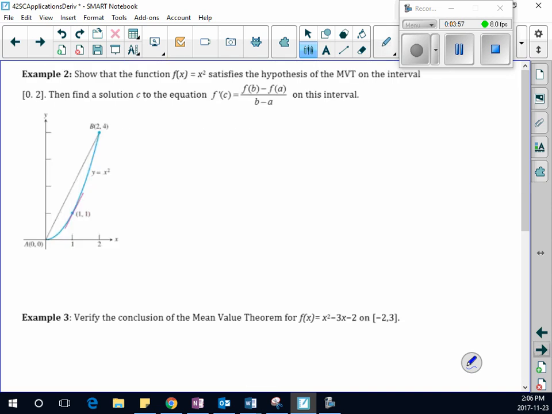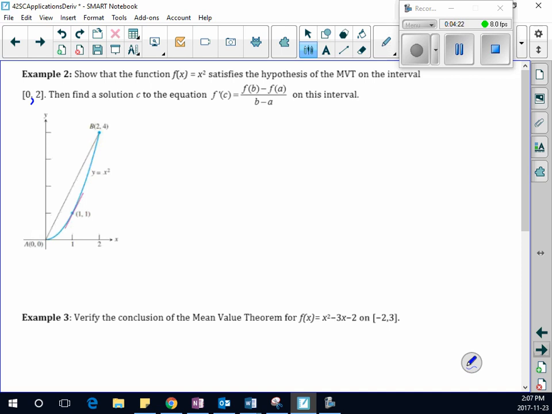So in the next one, we're going to show that the function f of x equals x squared satisfies the hypothesis of the MVT on the interval 0, 2. I don't know why it looks like 0.2. 0, 2. Then find a solution c to the equation f prime of c equals f of b minus f of a over b minus a on this interval.